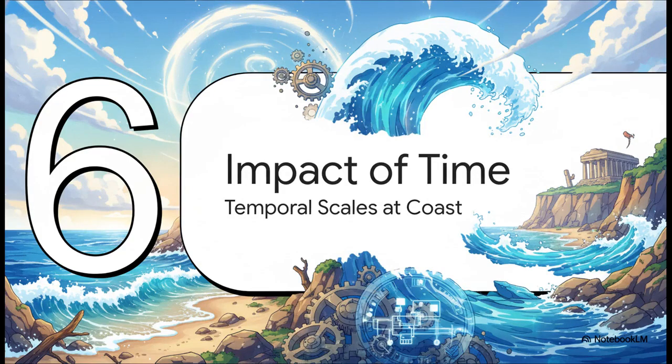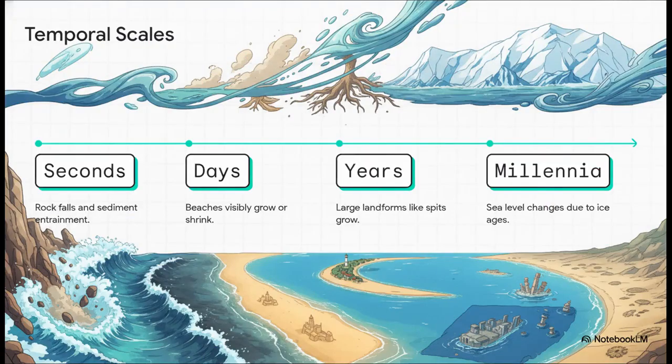Section 6. The impact of time. To really master this concept, we have to add the ultimate variable to our system's model: time. Because the coast is never static. Coastal landscapes operate on wildly different timescales, all at once. A violent rock fall from a cliff happens in seconds. Beaches grow and shrink over days or seasons, depending on the weather. Brand new landforms like spits take years or centuries to form. And across millennia, we get massive shifts in sea level due to ice ages. The whole system is in constant temporal flux.